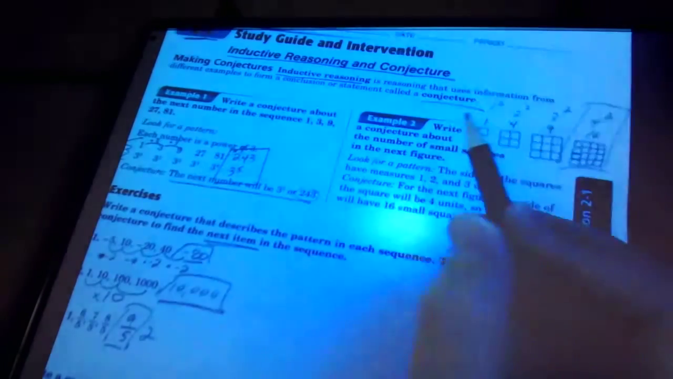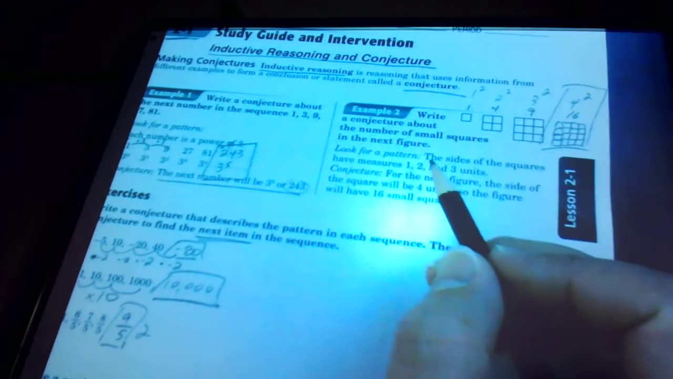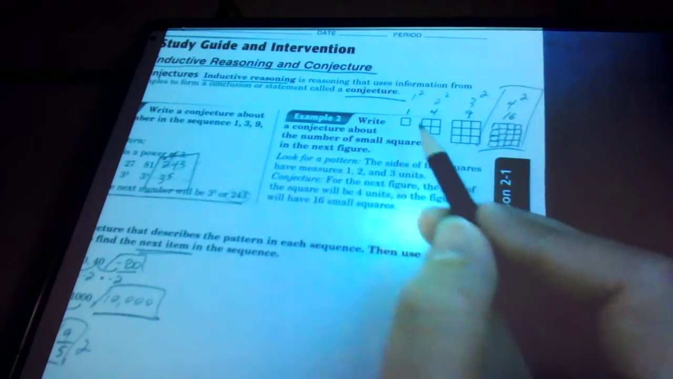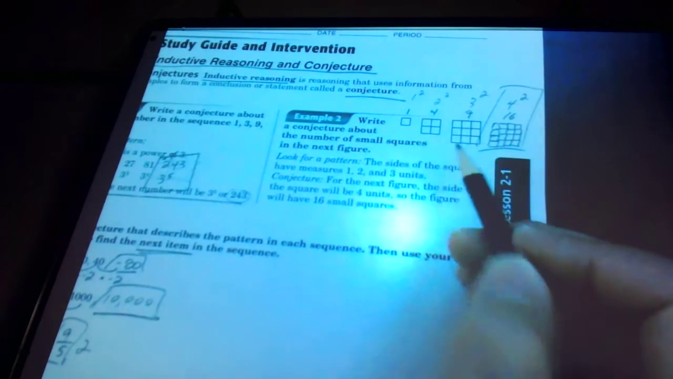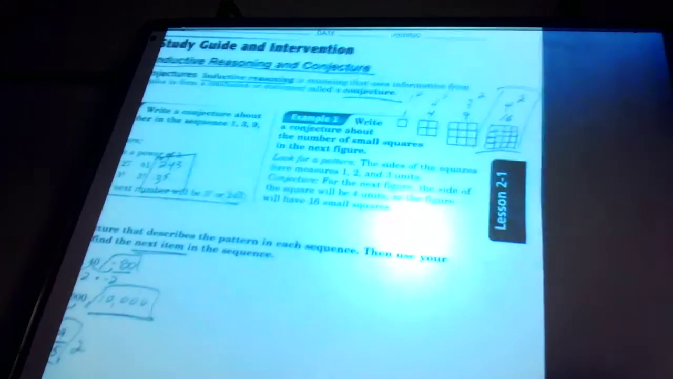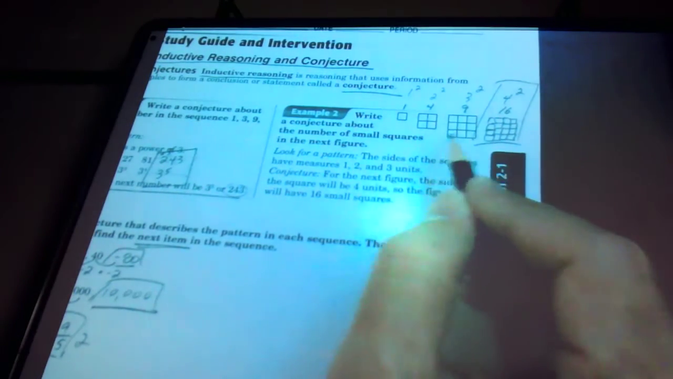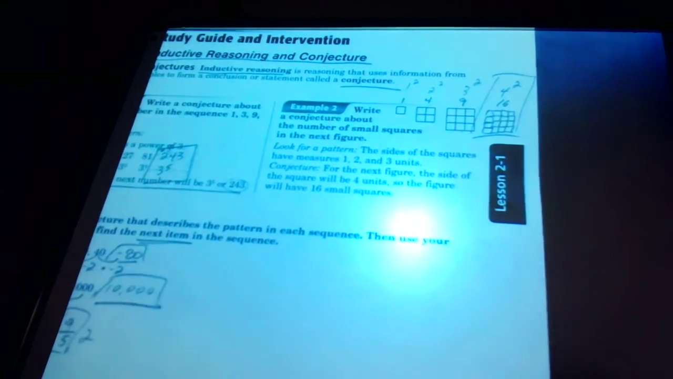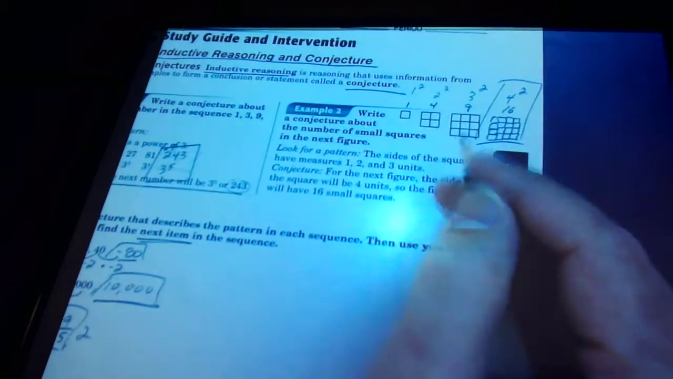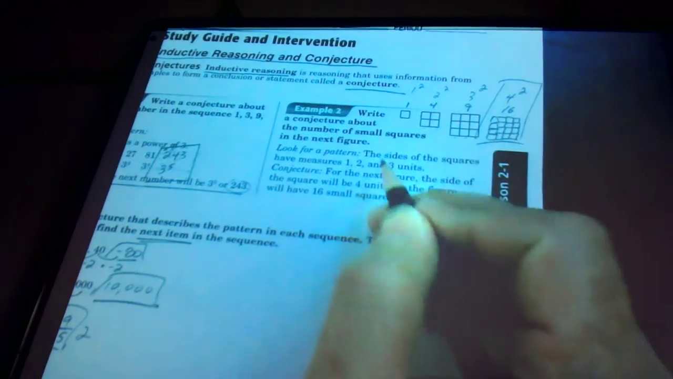All right, example 2 says, write a conjecture about the number of small squares in the next figure. We have one square, and we can look at this a couple different ways. We can look at the total number of squares. It gives us all the way to 3. It's a 3 by 3, so we have 9 squares there. You can see what's going on. They're really just adding a square every time.